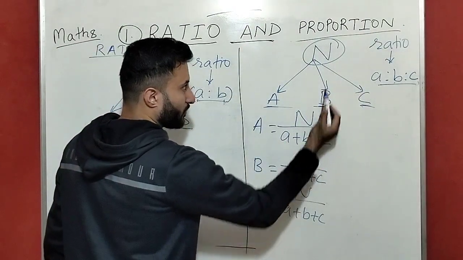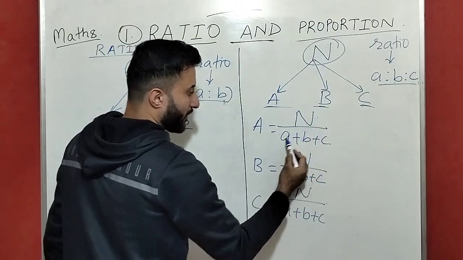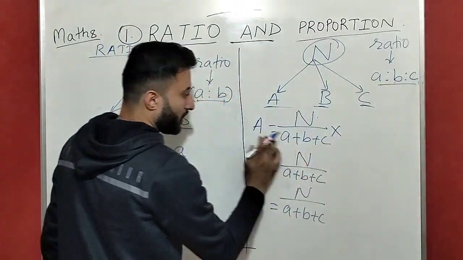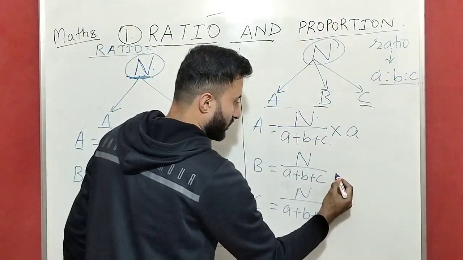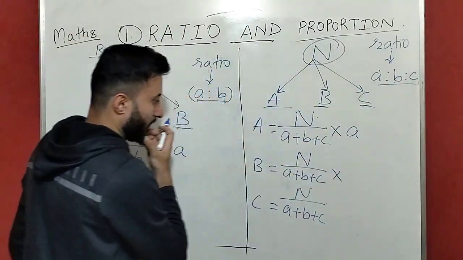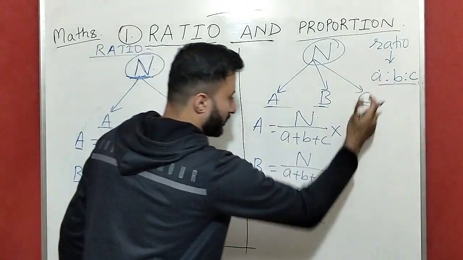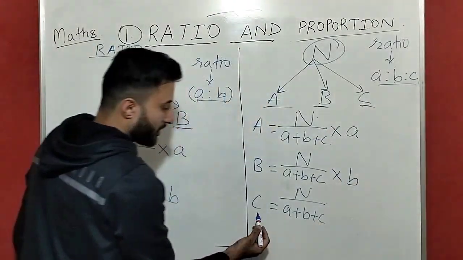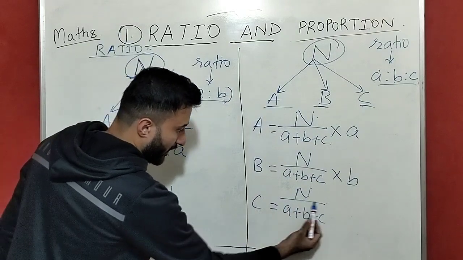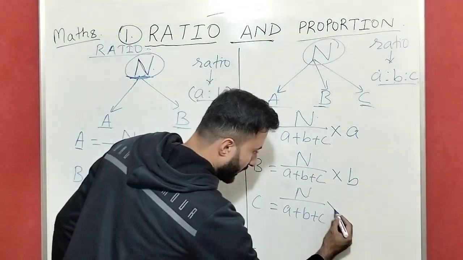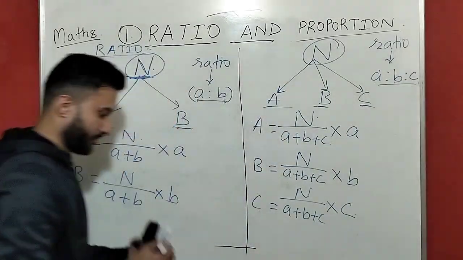The given number divided by the sum of the ratios, multiplied by the first term A, this is part A. So I will take the value of A, the first term. This is the second part, so second term B. This is part C. So then the given number divided by the sum of ratios, into C.